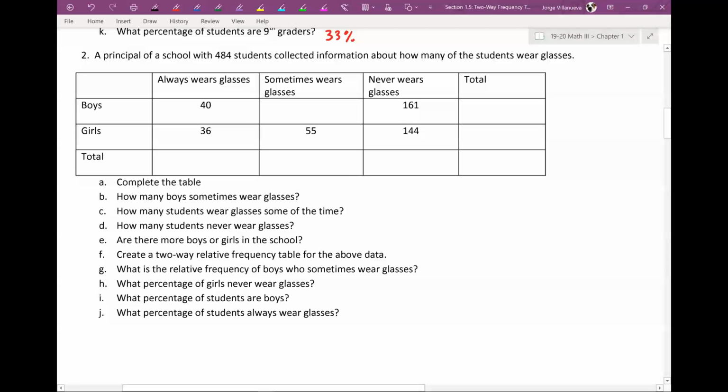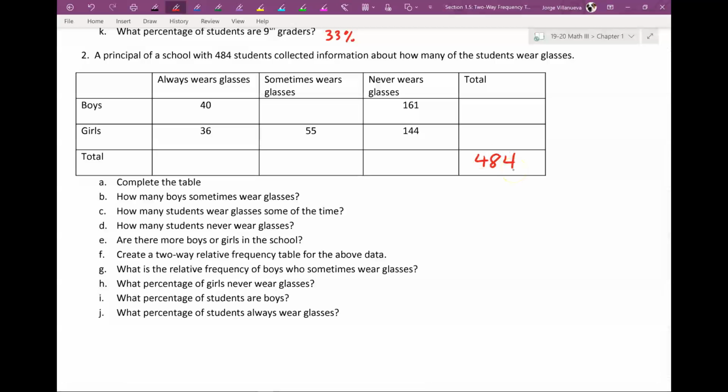So anyway, notice how this table is a little different, right? It's not just the numbers on the inside and they left all the outside corners empty for me. They actually did a little bit, but left some stuff for me that's empty. So what I'm going to do is I'm going to start filling out the stuff that looks obvious to me. But first, let's read the problem. It says, a principal of a school of 484 students collected information about how many of the students wear glasses. So what's the total number of students? 484, right? So I'm going to write that right there. Okay, 484.